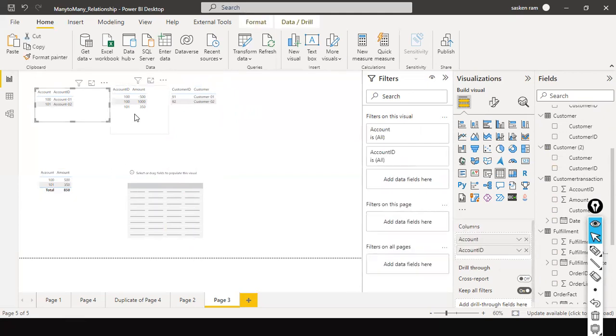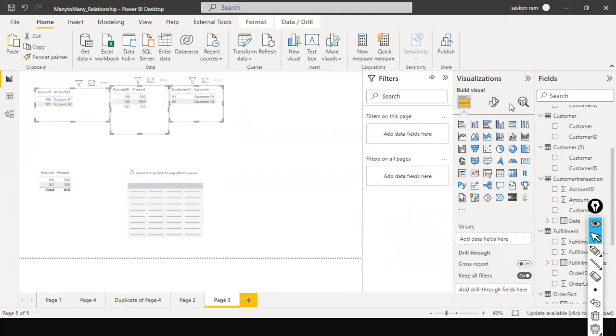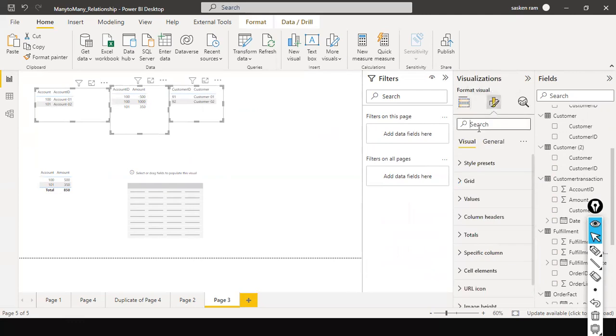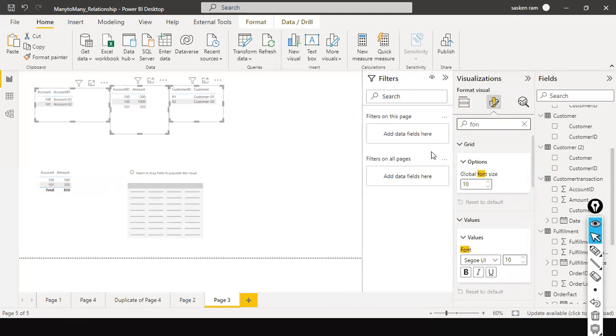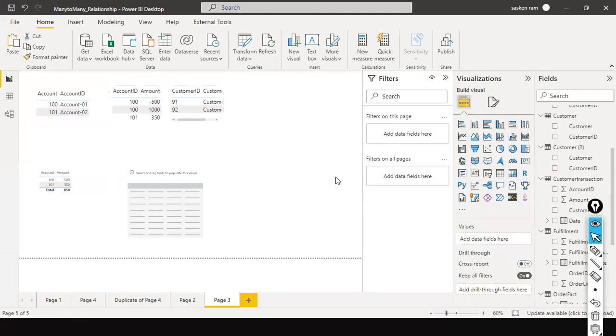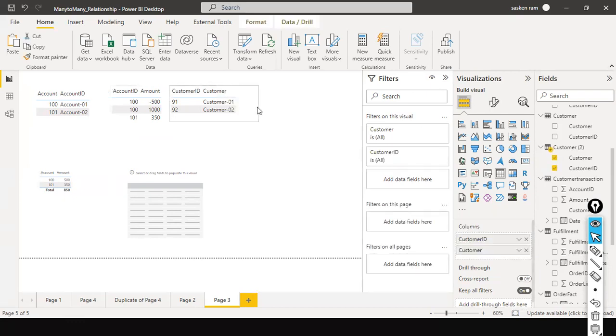So I will select all these three tables, and then select font from the table. Don't worry about this one, we'll see the data visualization font and all later. I just say 15, that is enough. It looks a bit bigger now, so that you can compare the values in the table. This is your customer dimension table, account dimension table. This is your transaction table.